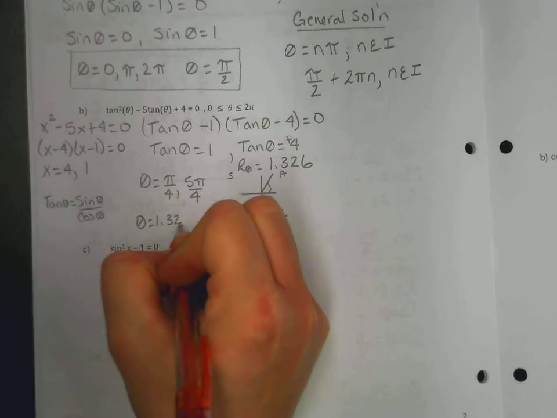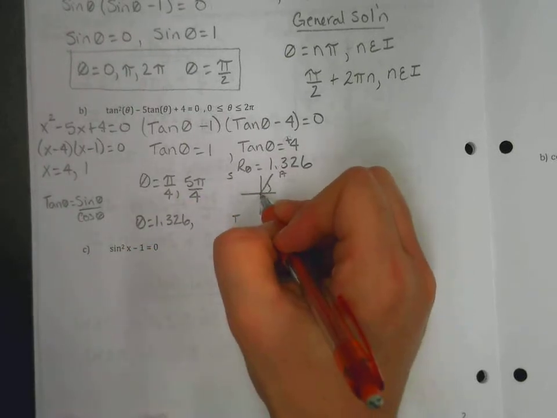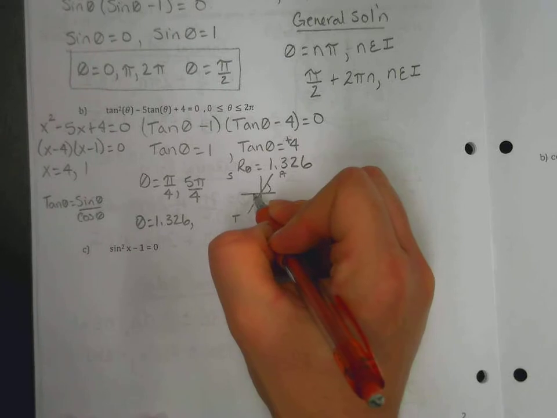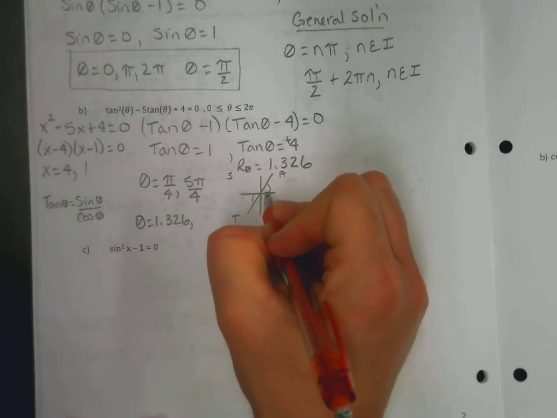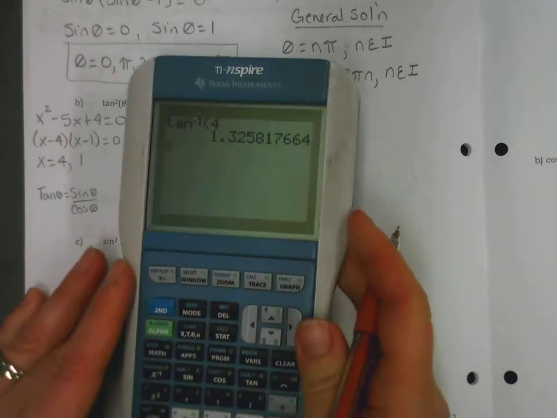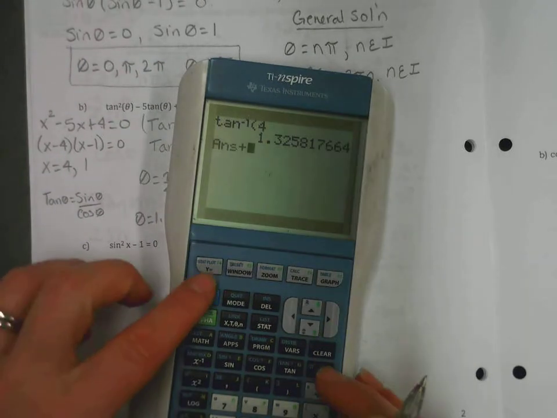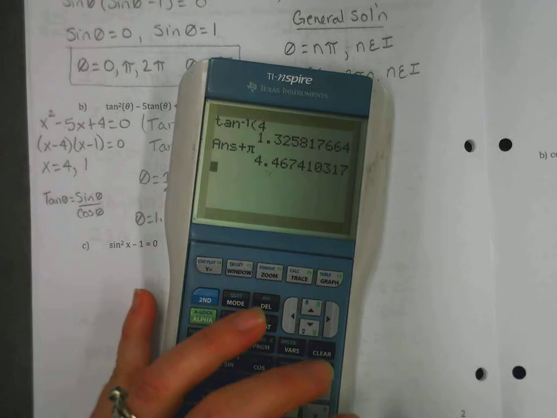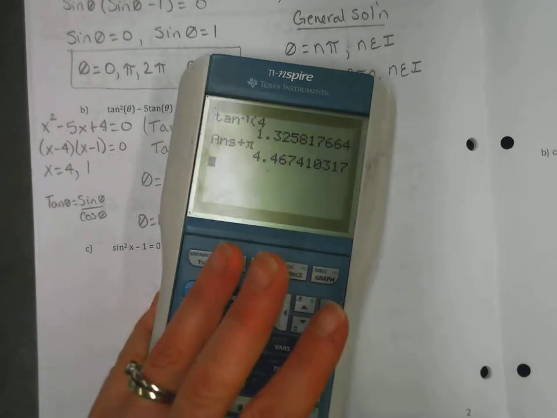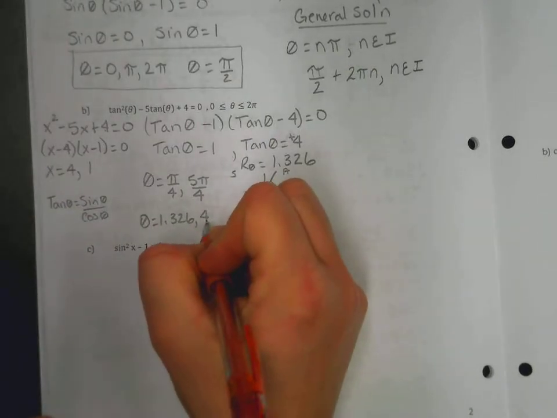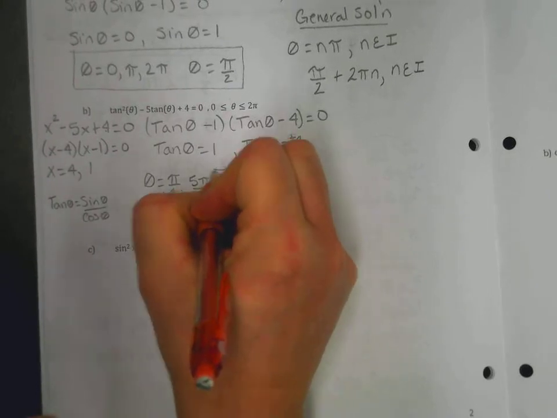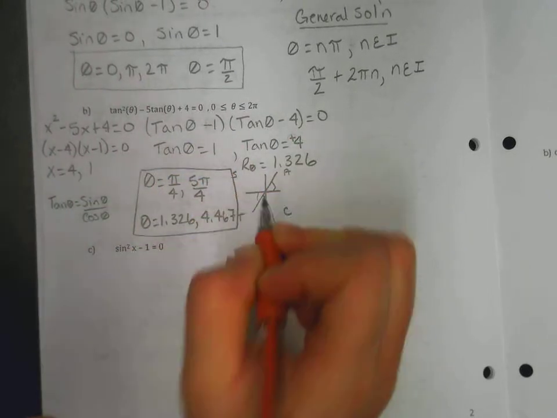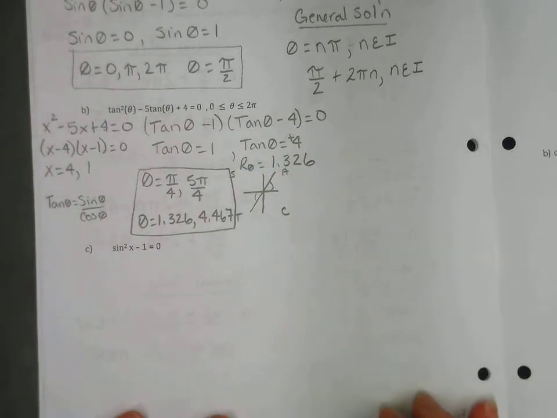And then my other solution is going to occur here. So reference angle, same reference angle, I'd have to add that to pi. So if I just take that previous answer and add it to pi, I get my other solution, 4.467. So these four solutions would represent the solution to this quadratic trigonometric function.